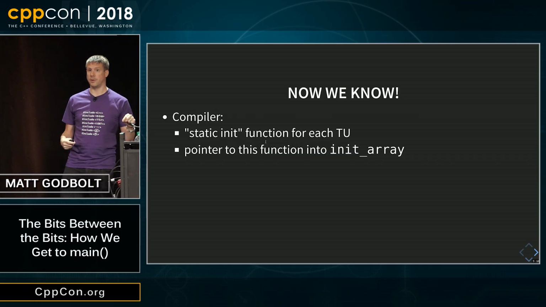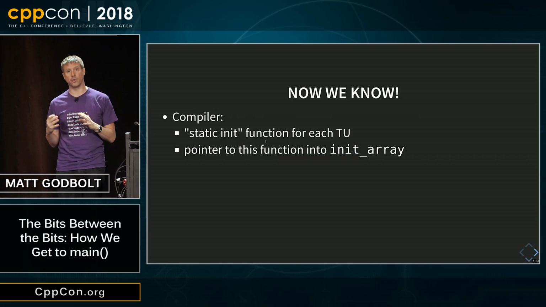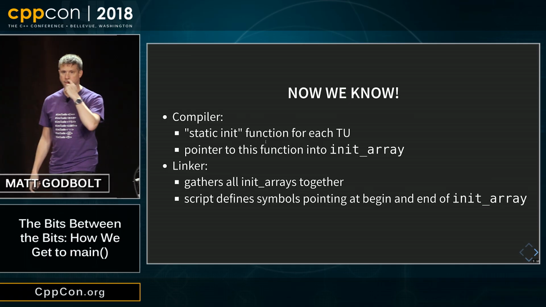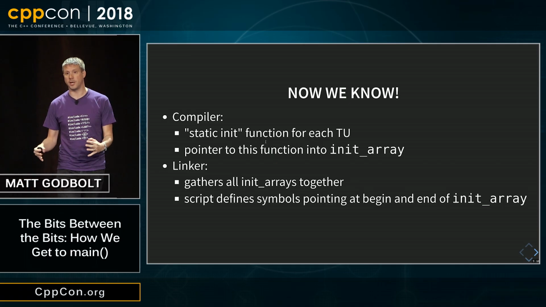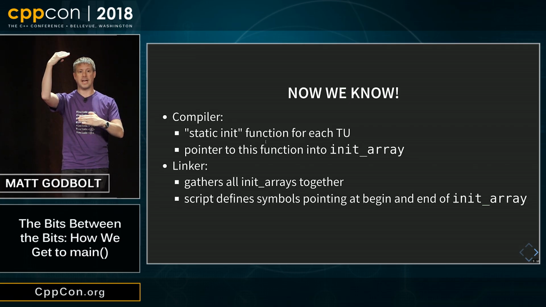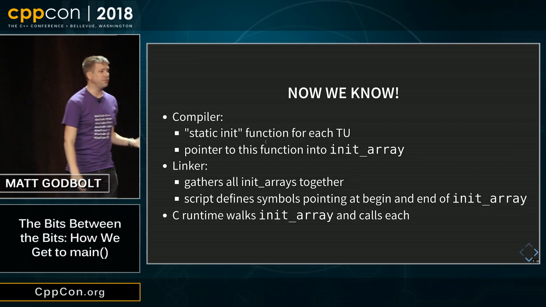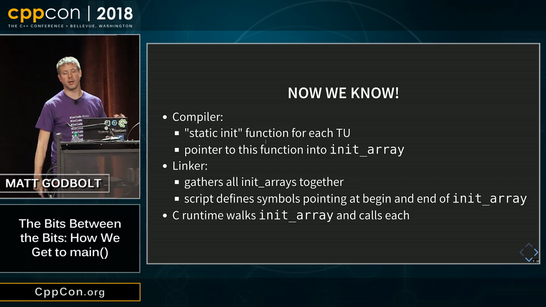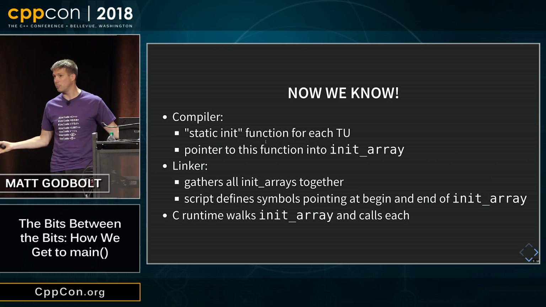It puts a pointer to this function into a section called init array. The linker then gathers together all of those init arrays and puts them one after another, and the script kind of bookends it by putting a tagged symbol name at the beginning and the end of that. And then finally, the C runtime walks through that init array and calls each in turn. So now we know how global constructors work.